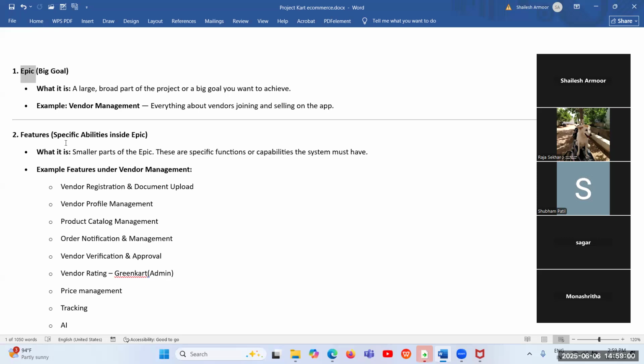And the product owner understands the business needs, and he will break them down into features. He will give the requirement to the business analyst, and he will maintain the product backlog. Product backlog is a part of it.